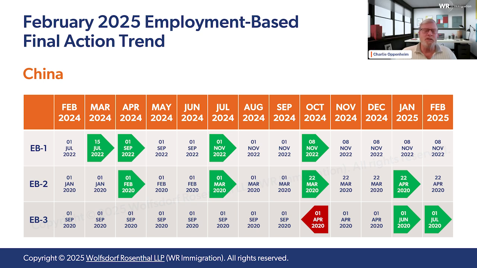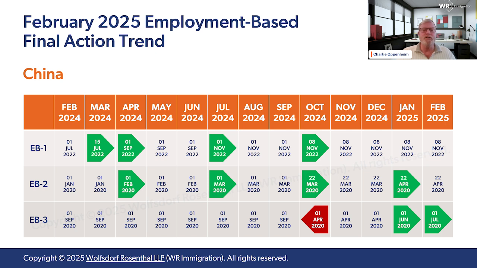One other thing that is worth mentioning while we're on this is for a number of years, the rest of world employment second and third preference categories were listed as current, meaning there were more than enough numbers to satisfy applicants from most countries. That allowed any of those unused numbers under the annual limit to be added to the India limits for employment second and third, and potentially in the same situation with China. So there were many more numbers available.